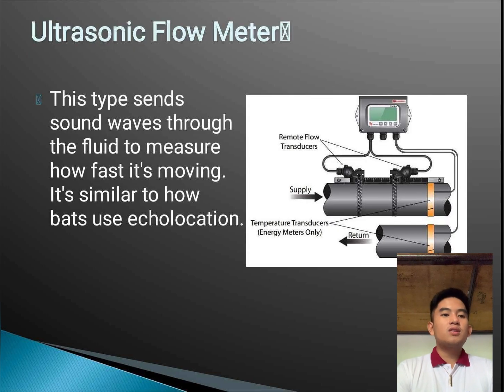Next is ultrasonic flowmeter. This type sends sound waves through the fluid to measure how fast it's moving. It's similar to how bats use echolocation. So you can see in the picture, guys, the parts of the ultrasonic flowmeter. It sends sound waves through the flowing fluid to measure how strong its flow is.